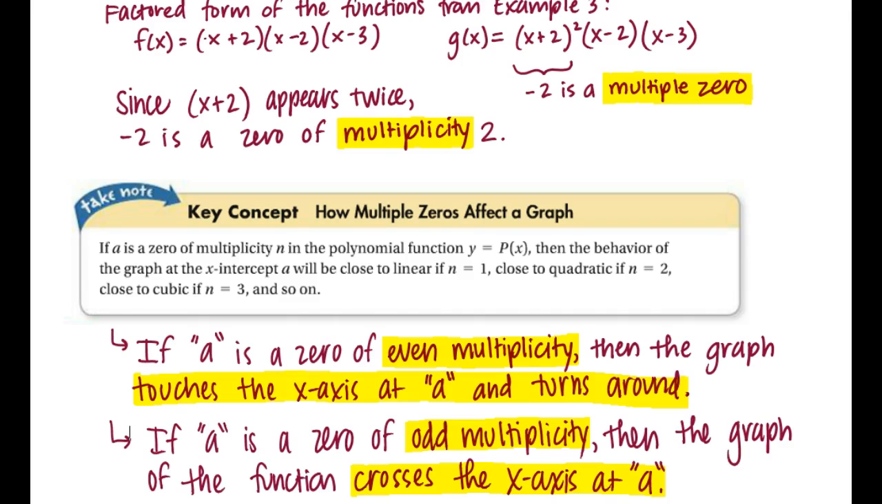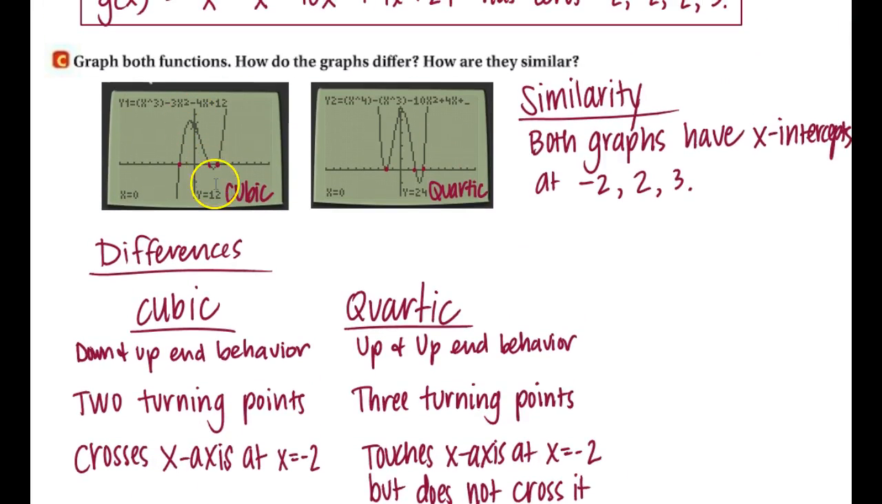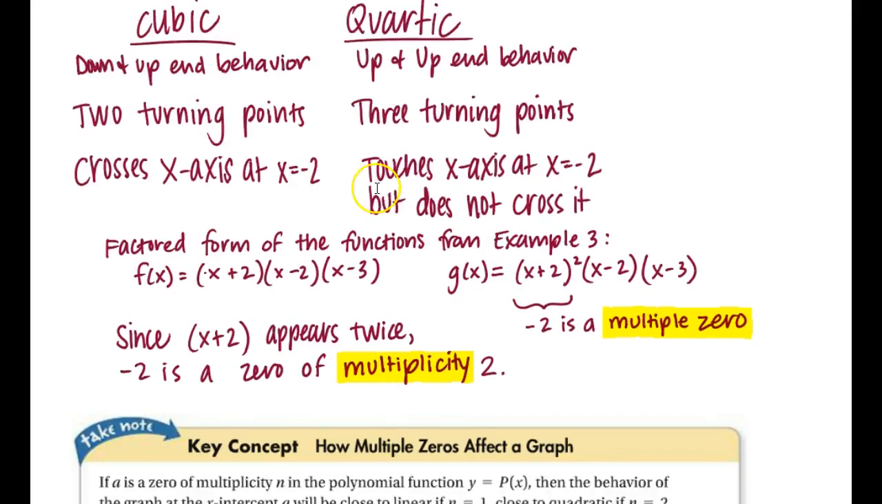So what that means is, if A is a zero of even multiplicity, aka you see that zero an even number of times, then the graph is going to touch the x-axis at that x-intercept A, and it's going to turn around. So that confirms what we did above, right here. For this quartic function, we had the graph hitting the x-axis at the x-coordinate of -2 and then bouncing back. And that's because we saw that zero twice.